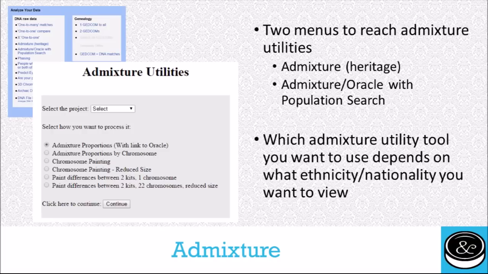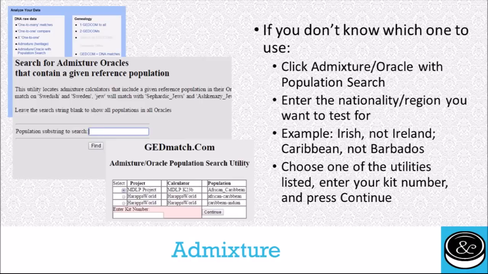You're going to have a drop-down box right here, and it'll allow you to pick a project. Each different project has different information in it, so it's going to give you different answers about what it sees in your DNA as far as ethnic markers. If you're confused about which one you need to use, GEDmatch can help you with that. Go back up to this blue box and choose Admixture with Population Search. This is the menu that's going to pop up then.